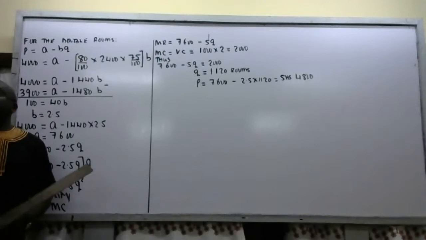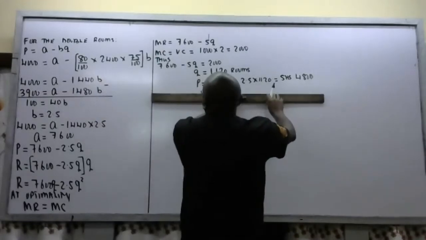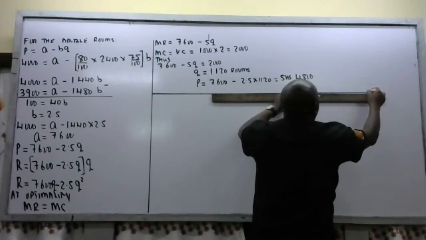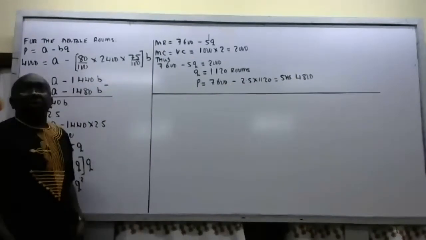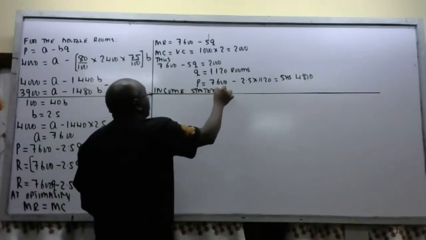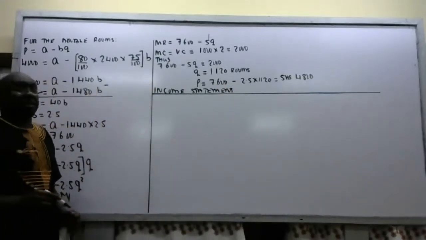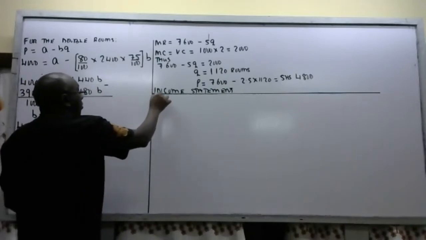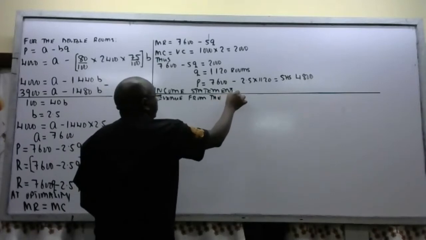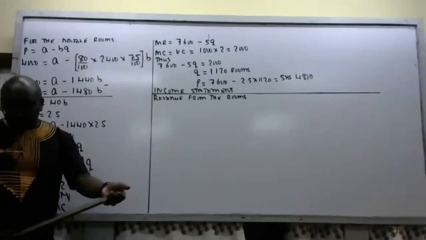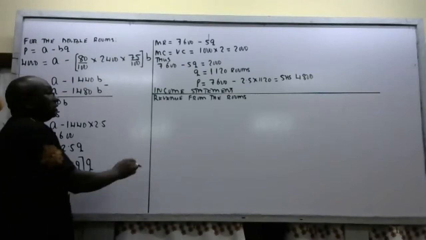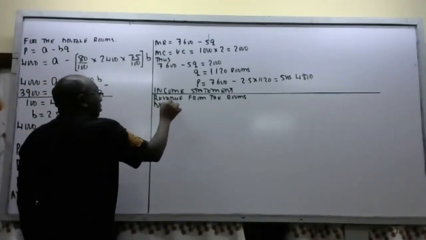Now from there we are told to compute the profits. For us to do that, we must draw what we call the income statement. And as you know, in the income statement, we always begin with revenue. So we will get revenue from the rooms. We start with the doubles.